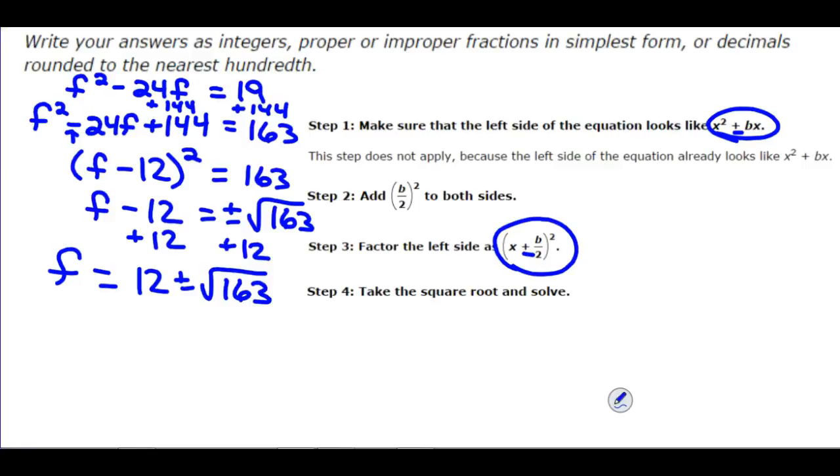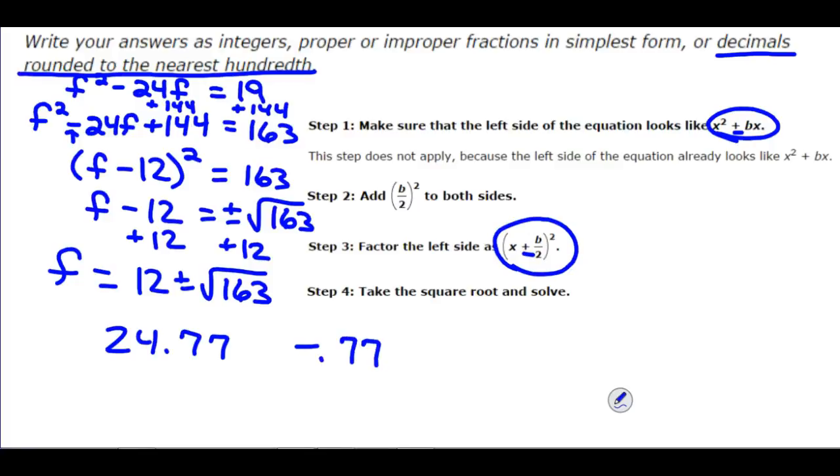Because your instructions do not tell you to give your answer in simplified radical form, it tells you to give your answers in decimals rounded to the nearest hundredth. 12 plus the square root of 163 rounded to the nearest hundredth is 24.77. The other answer is 12 minus the square root of 163, which rounded to the nearest hundredth is negative 0.77. Those two numbers are your two solutions.